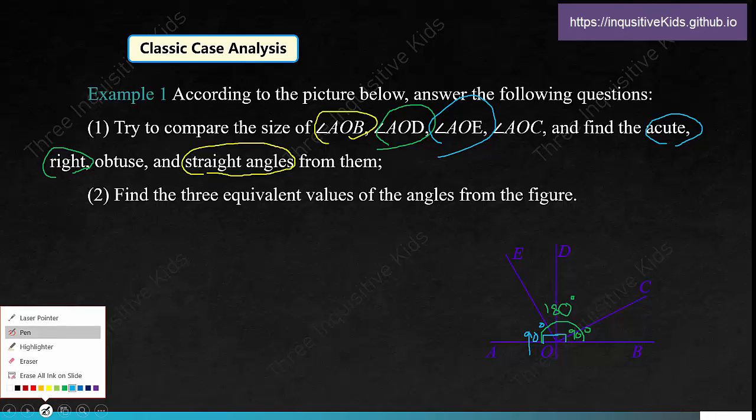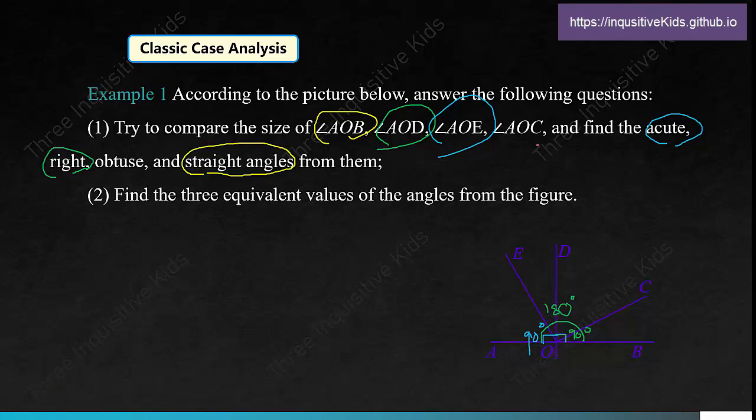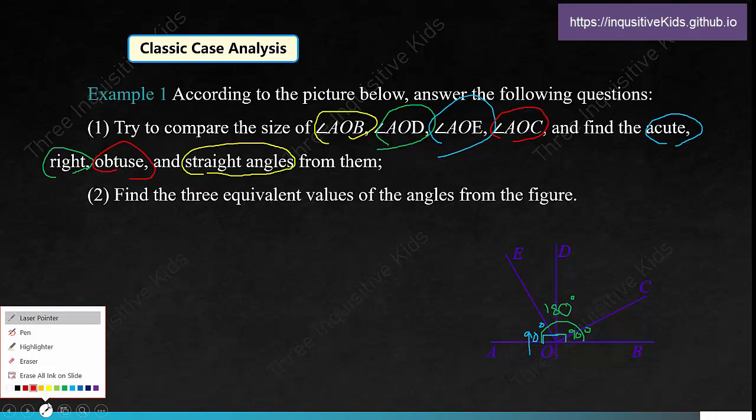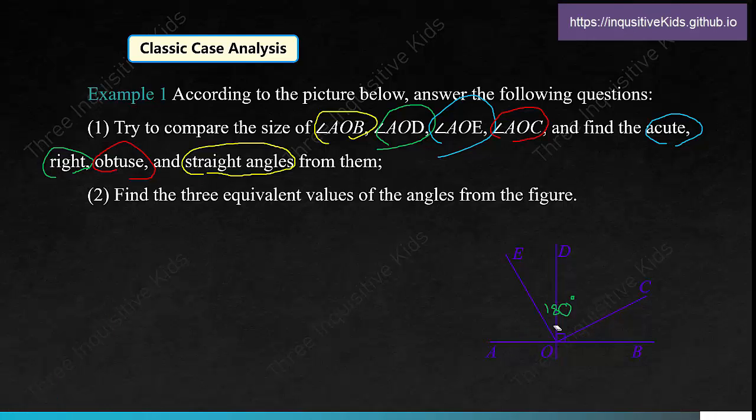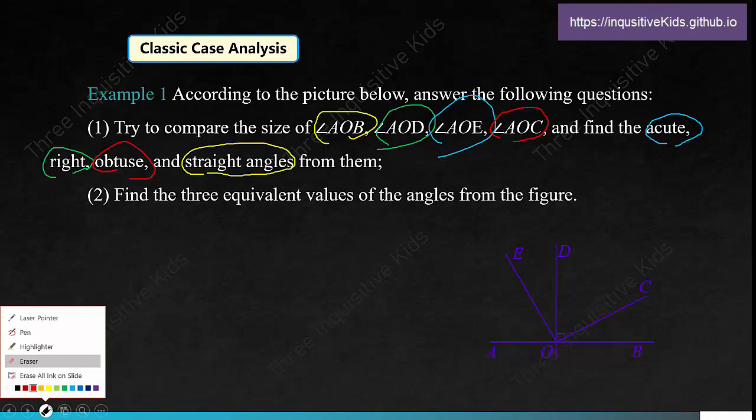Last one, angle AOC. I'll use red for that. In AOC, it's larger than 90 degrees, so the answer is obtuse. Now we have these matching pairs. We're not done. There's still question number 2. Find the 3 equivalent values of the angles from the figure. First, I'm just going to erase all this stuff. Okay, the 3 equivalent values of the angles from the figure.